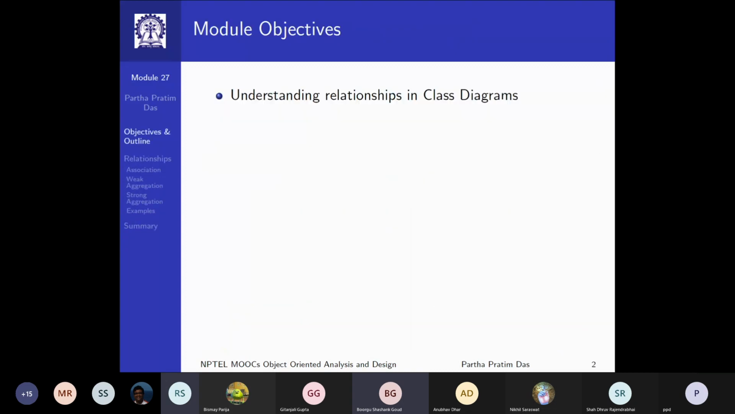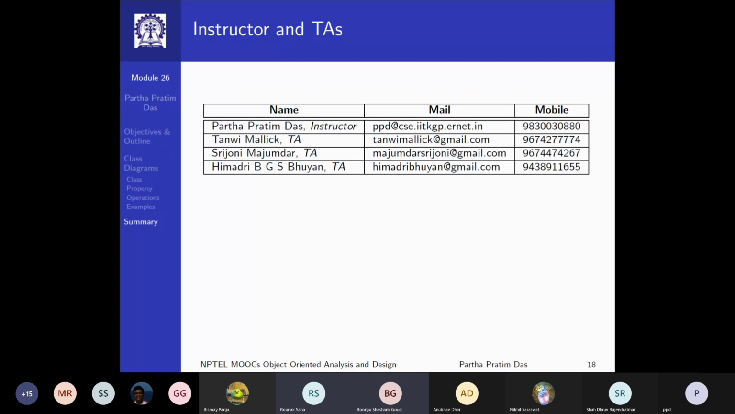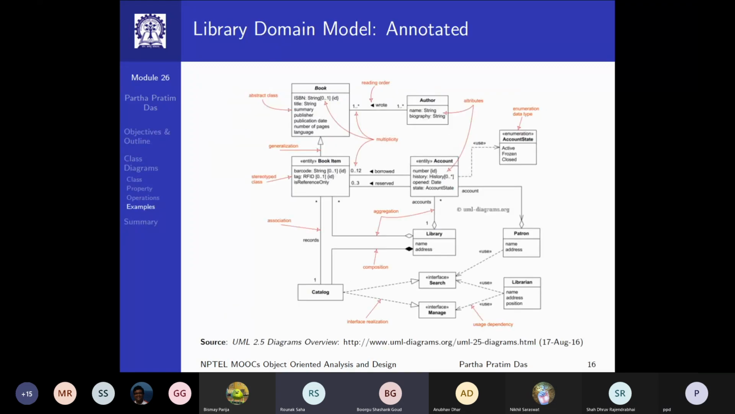Sir, in that diagram, can we say that a catalog is an attribute of the library class? It is not an attribute. Catalog is a class by itself.